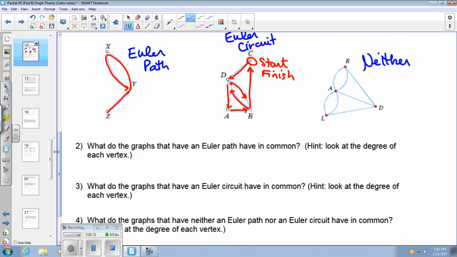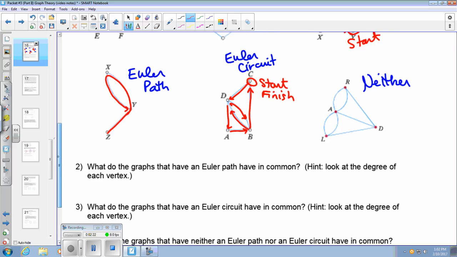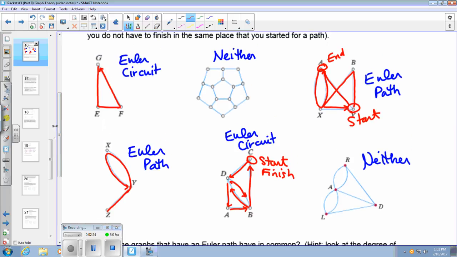All right, so number 2, what do the graphs that have an Euler path have in common? We're going to look at the degree of each vertex. And what do the graphs that have an Euler circuit have in common? Again, we want to look at the degree of each vertex. So we come back up here. Remember, degree is how many edges go into a vertex. So it has degree 2, 2, and 2. This one has 1, 2, and 2.